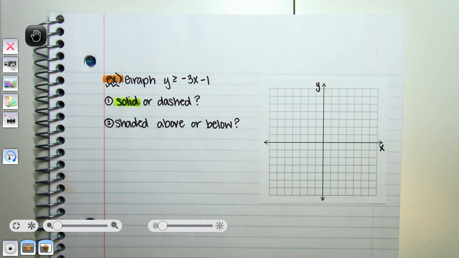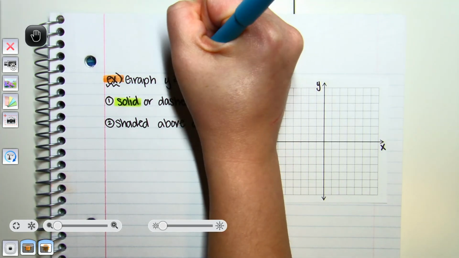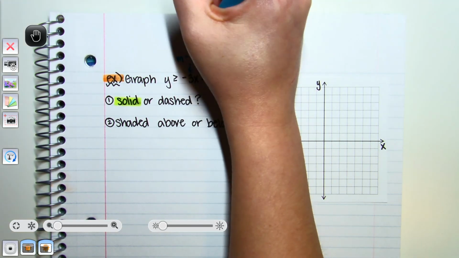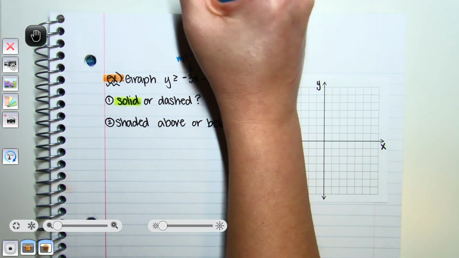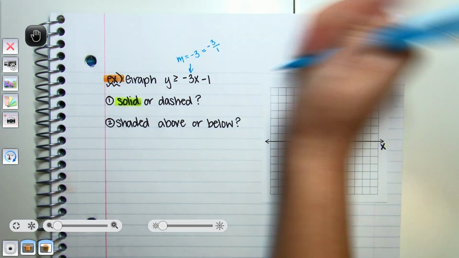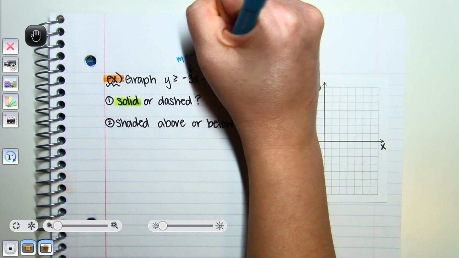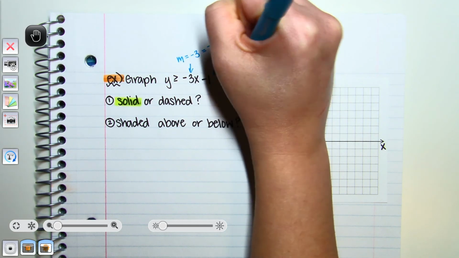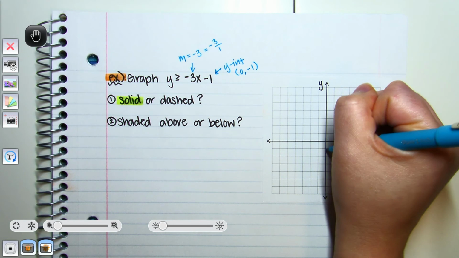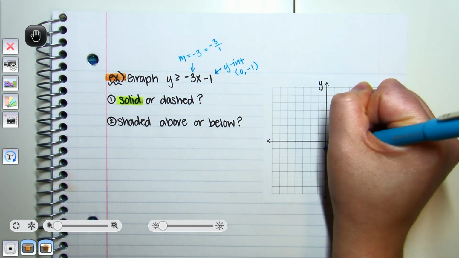Now we need to graph this using our slope and y-intercept. So my slope is -3, or in other words, -3/1. So that's our rise over run. And then my y-intercept is (0, -1). So let's go ahead and plot the y-intercept, (0, -1).